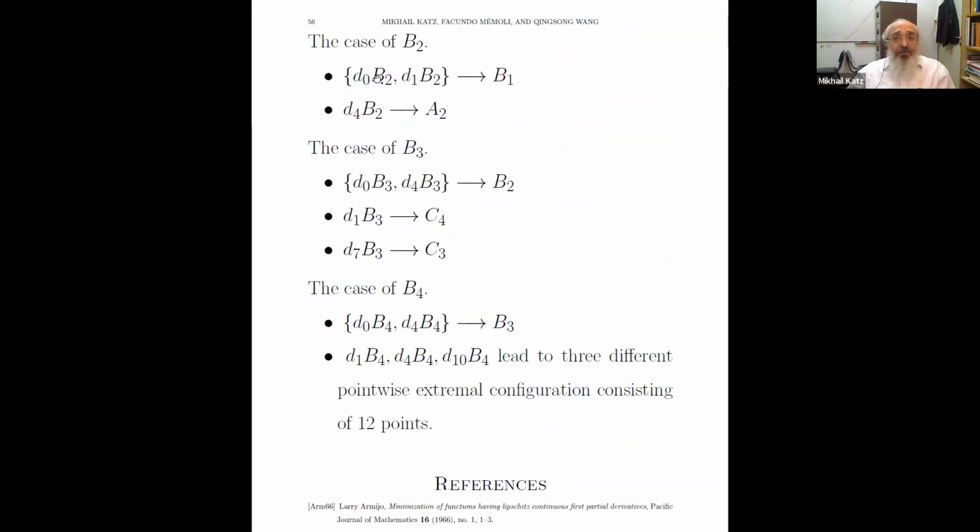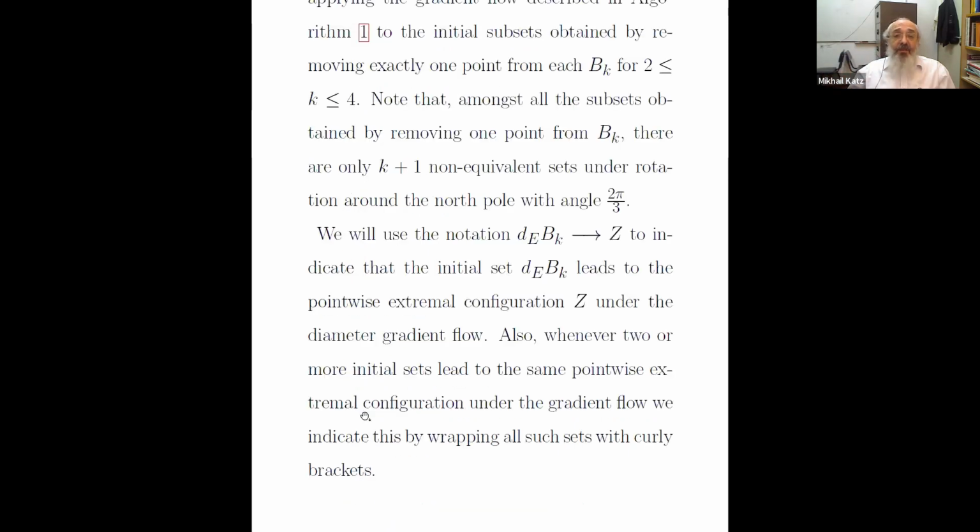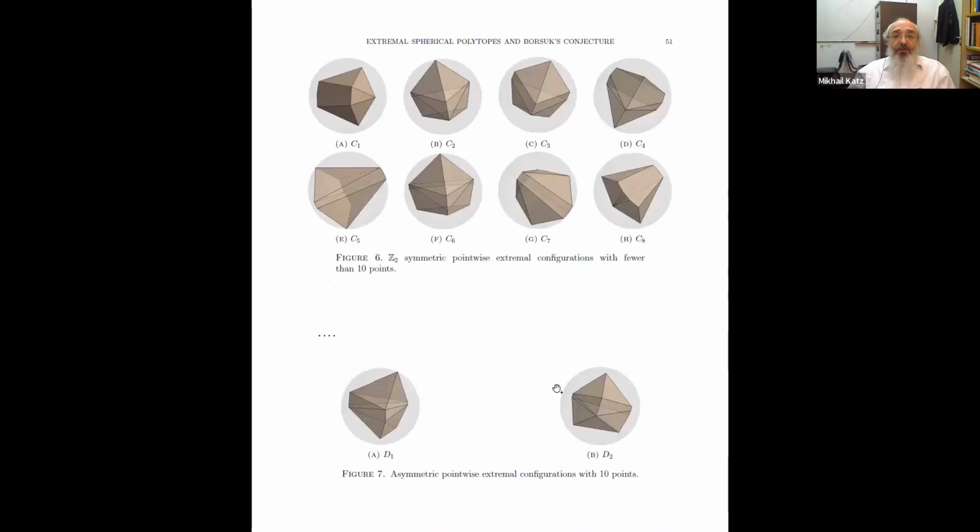So this is what happens. We start with the deletion in a stack, and then we get new configurations of family C and D. For example, deletions on the 4 stack lead to 3 different points for the extremal configuration consisting of 12 points. So again, this is a discussion back to the case of the sphere, where we get anti-self-polar polyhedra that we saw in this picture. So let me stop here.